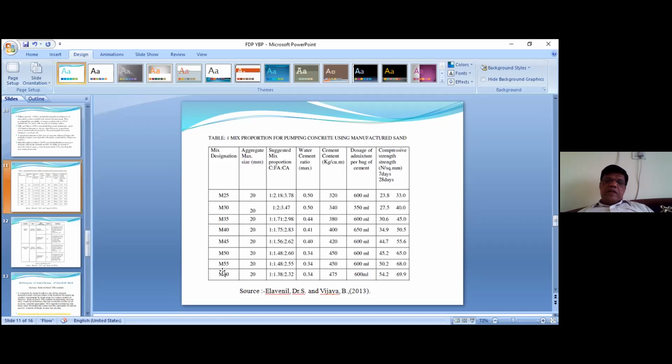So from M25 to M60, I think it is a good representation, mostly for roads and residential and commercial buildings. We are using up to M35 only. M40 we are using for girders, where there is pre-stressing or post-tensioning. So we are using M30 and above. So it is a good representation. We can use this crushed sand with no harm, but with suitable admixtures.